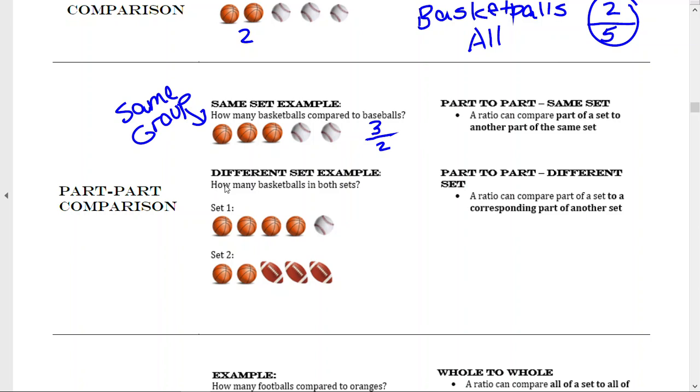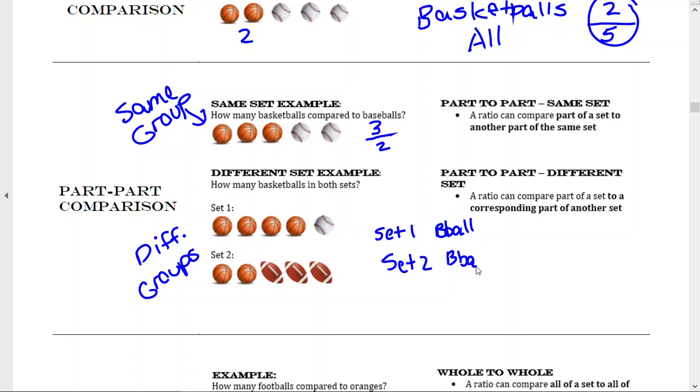Whereas this one, this different set, they're in 2 different groups. So we're taking the basketballs from set 1 versus the basketballs in set 2. So this is basketballs in set 1. And then set 2 basketballs. So set 1, there's 4 of them, and then set 2, there's 2 of them. We can simplify that. They're both even, so we can divide by 2, and we're left with 2 over 1. And we're going to leave the ratio over 1 since it's a ratio and not just a fraction that we're simplifying.